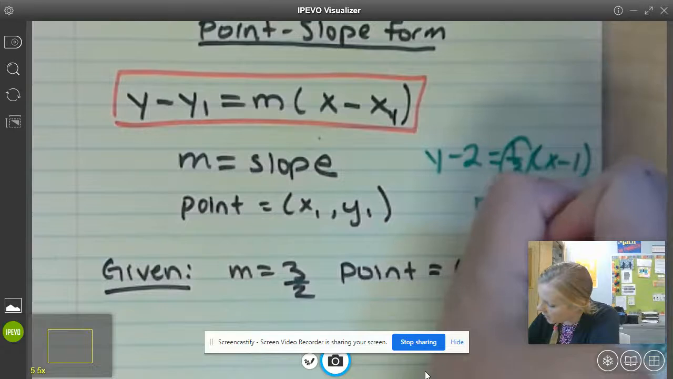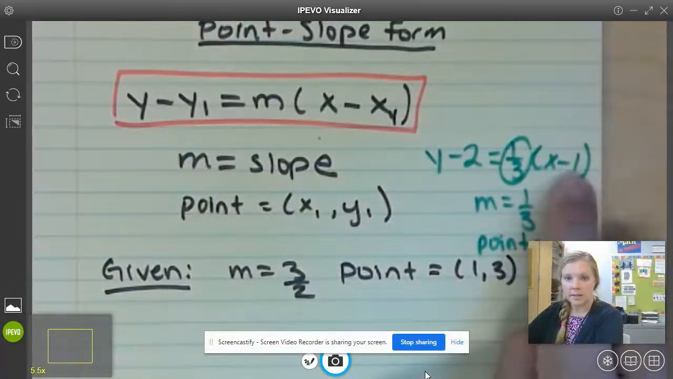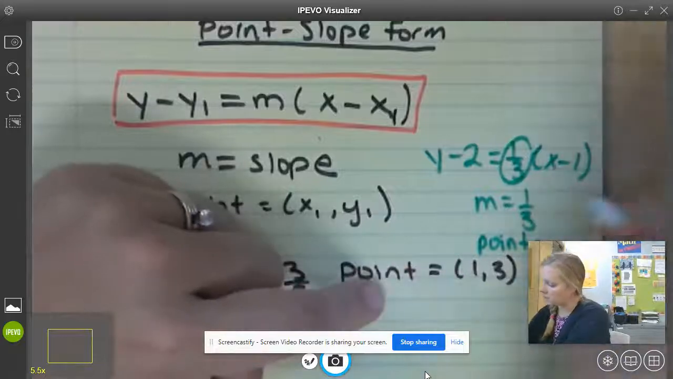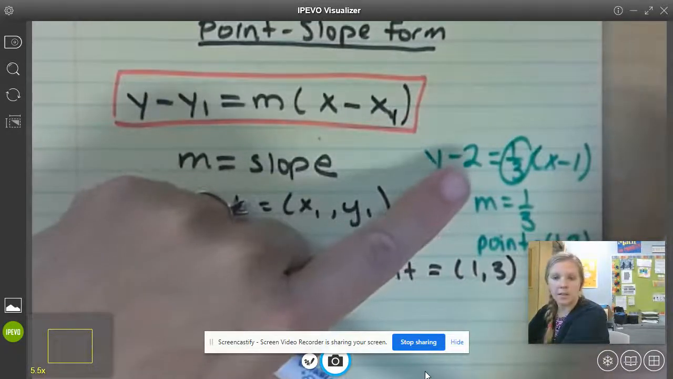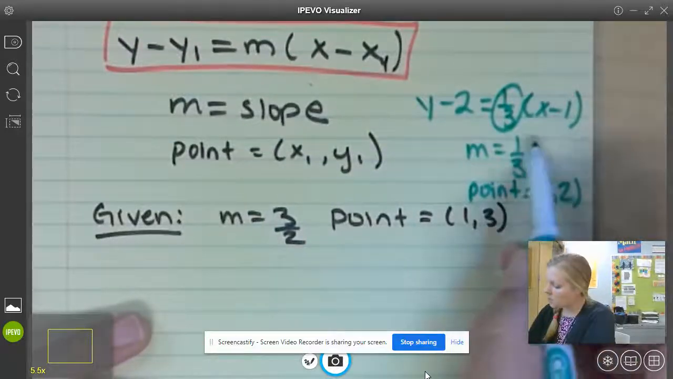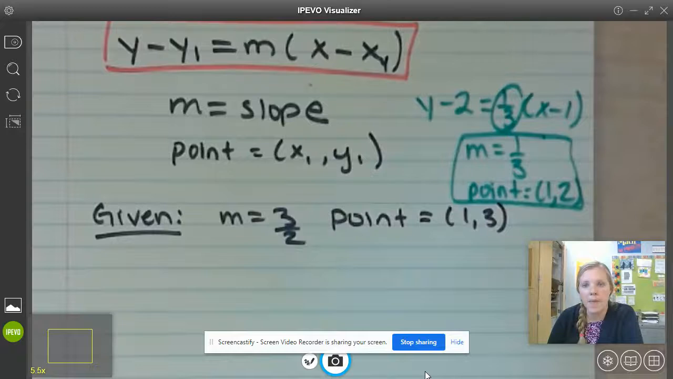So my point is 1, because X1 is 1, 2, because Y1 is 2. And so this is the information I can gather from the point slope form.